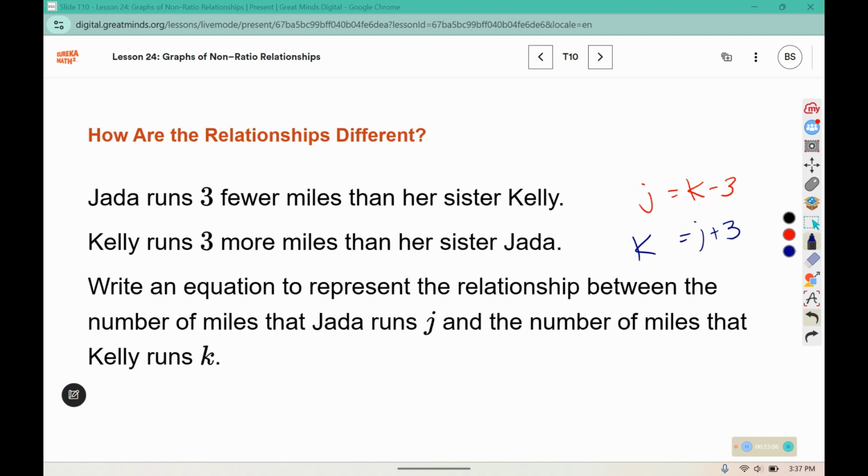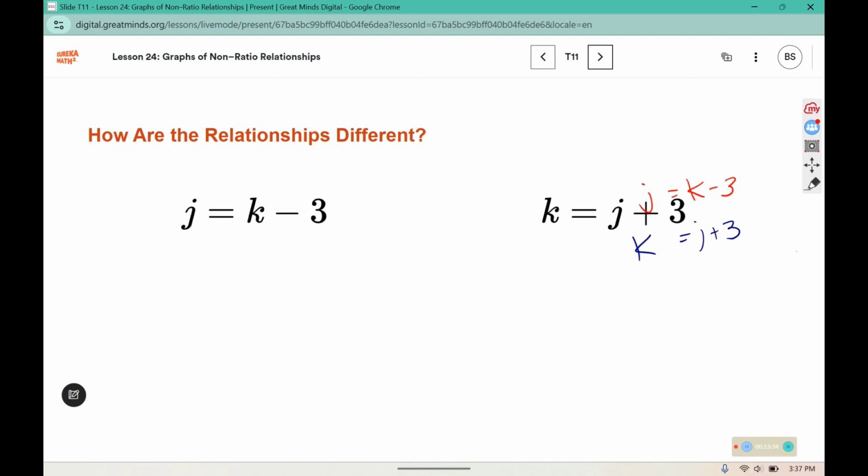but neither one of them is going to use a ratio value because we can't multiply Jada's by a number to get Kelly's, or vice versa. In a ratio relationship, we have to be able to multiply to keep the pattern going, but this one is an addition or subtraction pattern. So we have those 2 equations there.